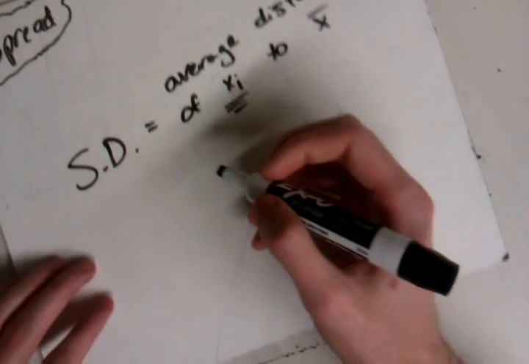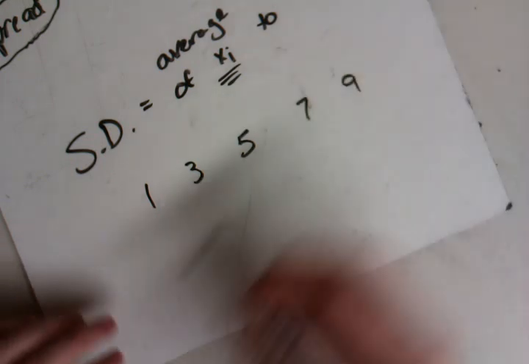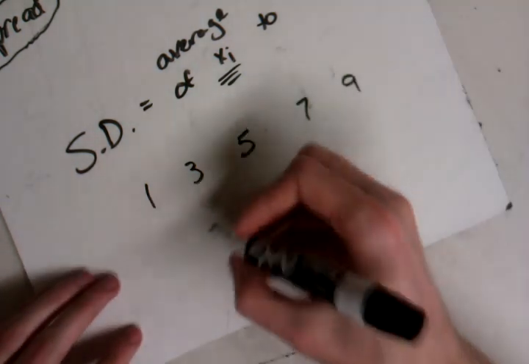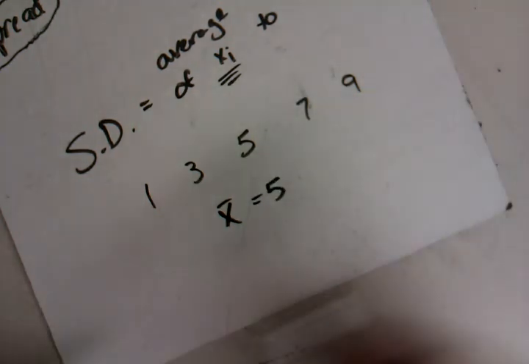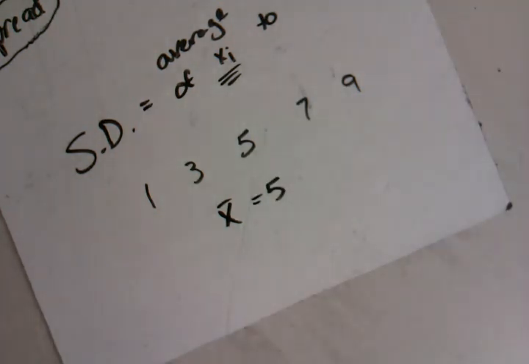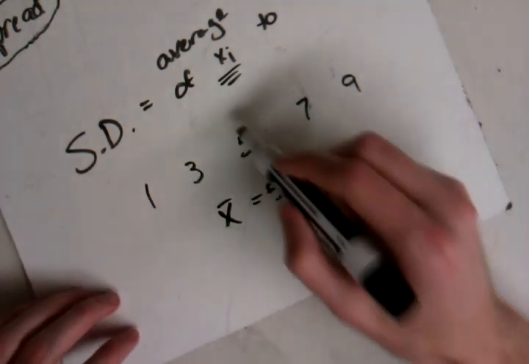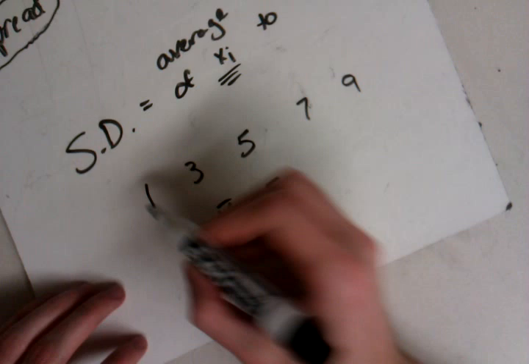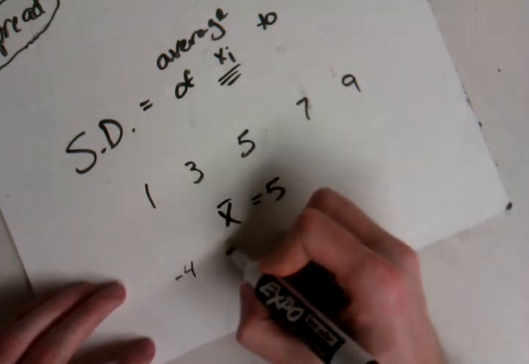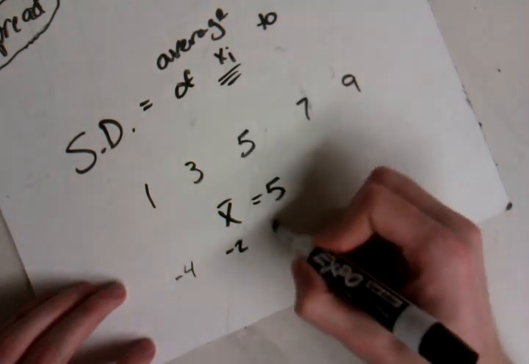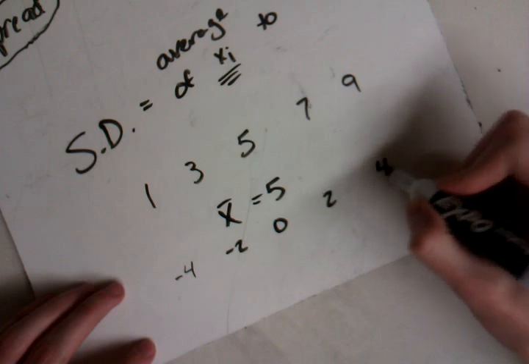So for example, I'll do a very simple data set here. If I were to average all these numbers together, it should come out to be 5. So I want to find the standard deviation here. What you do to do that is you find how far each number is away from our average. So 1, for example, is 4 units away. 3 would be 2 units away. 5 is 0 units away. 7 is 2 units away. And 9 is 4 units away.